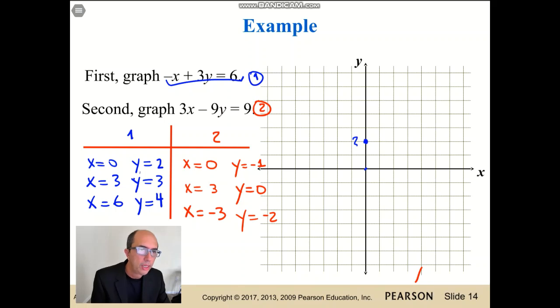Now x equals 3, y equals 3. X equals 1, 2, 3. Y equals 3 here. And x equals 6, y equals 4. X equals 6: 1, 2, 3, 4, 5, 6. And y equals 4.